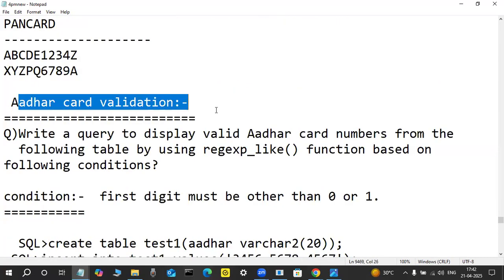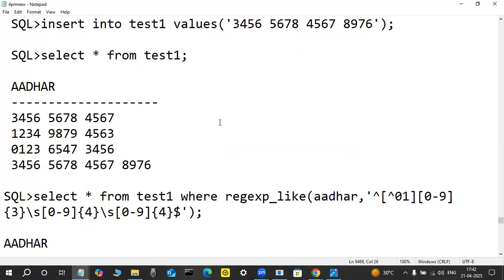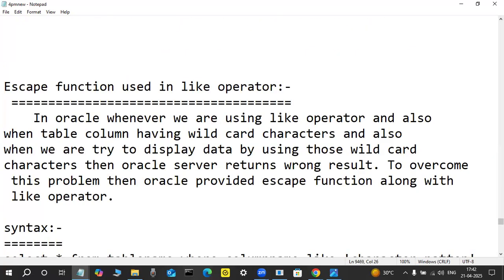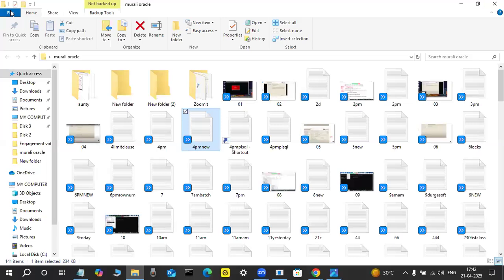In India, Aadhaar card is there, no? So now Aadhaar card validations, phone number validations, these types of things we are learning only. Okay, don't worry. Again, PL/SQL, observe here, 1 minute only.